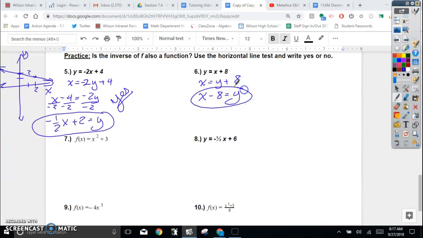All right, so go in here, switch x and y, and then I subtract 8 over y. So here's my inverse. Is this a function? Yes. Okay, if I graph that again, it's just a linear line. It will pass the vertical and horizontal line test.